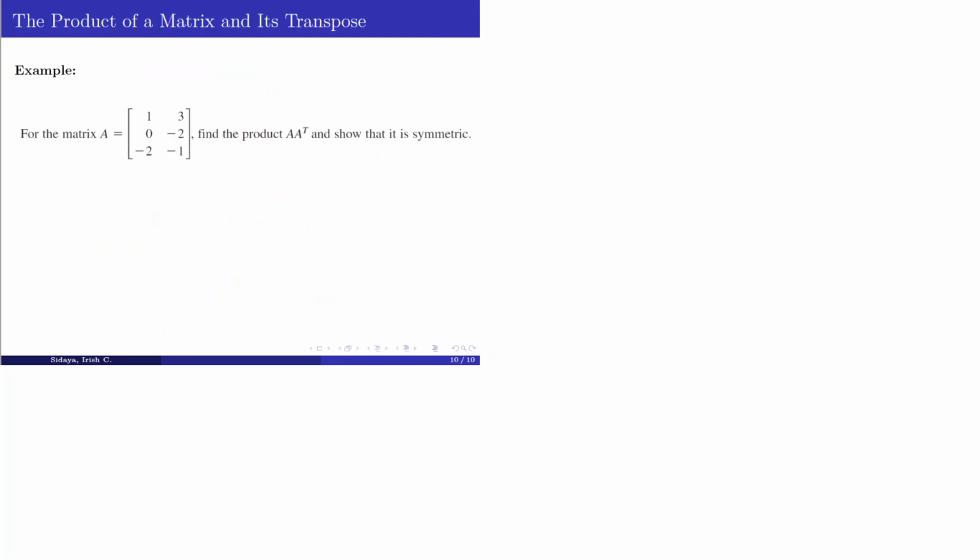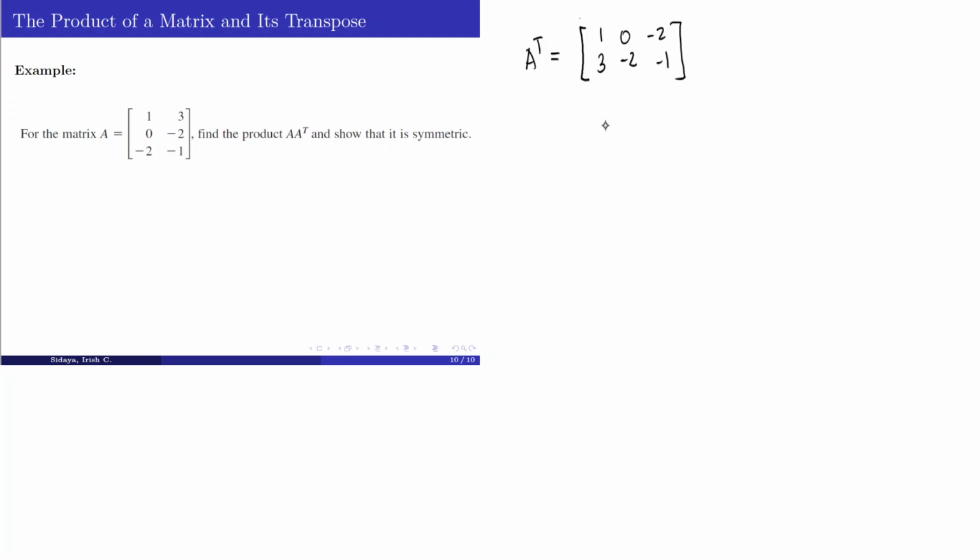Another example we have for the matrix A equals this matrix. Find the product A transpose A and show that it is symmetric. So what we do is first we get the A transpose. A is a 3 by 2 matrix, so we will have a 2 by 3 matrix here. So we write the rows as columns. So we have 1, 3, 0, negative 2, negative 2, negative 1.